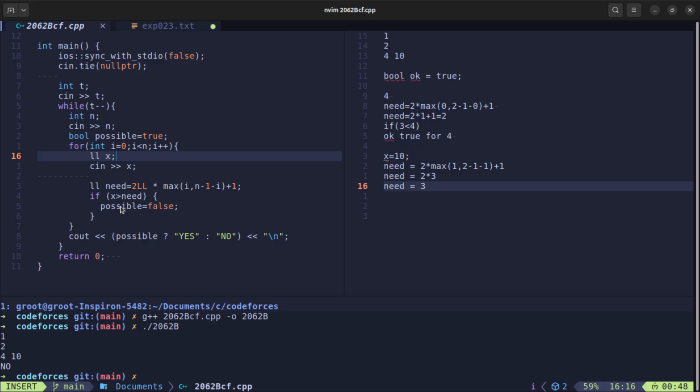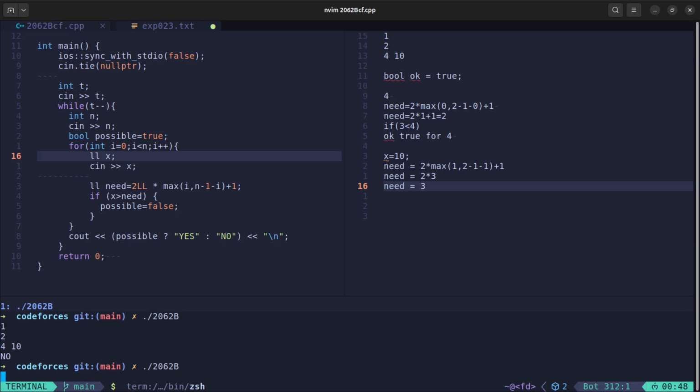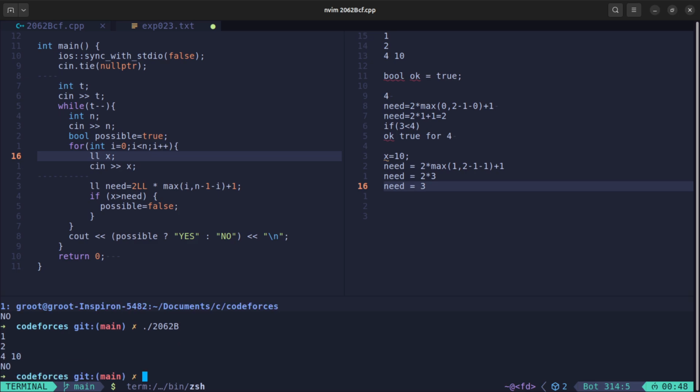If x is greater than need, I mean, for example, for 4 and 10, let's run it for 4 and 10.